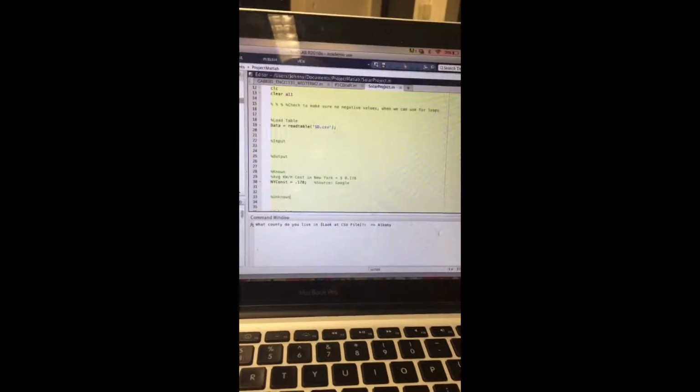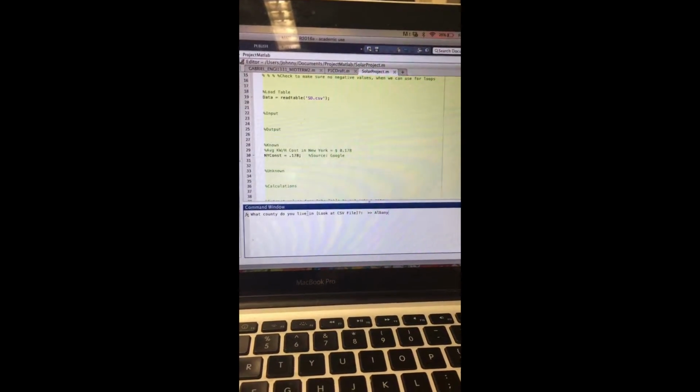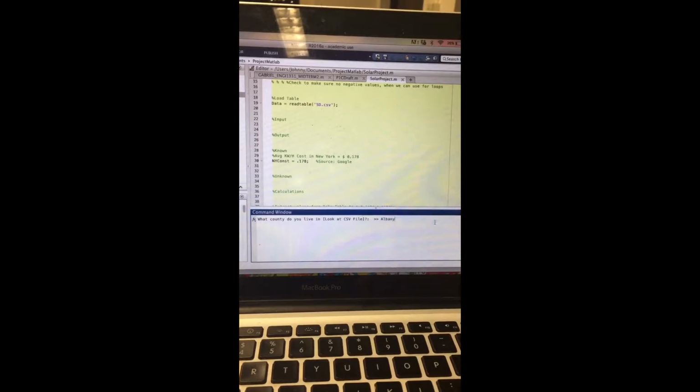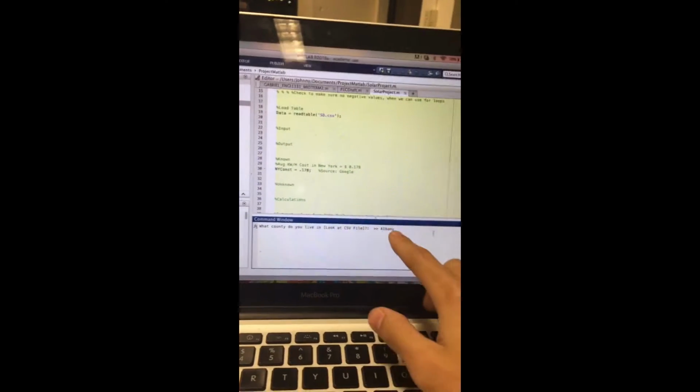So this is the demonstration of our code. Essentially, we run the code, and it first asks what county do you live in. This is a limitation of our code.